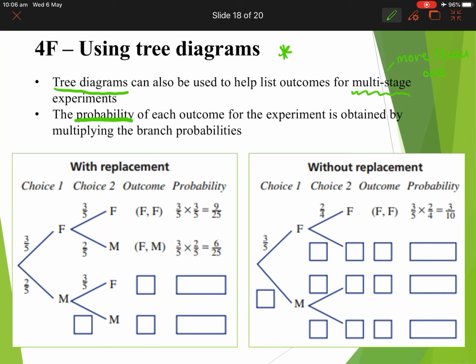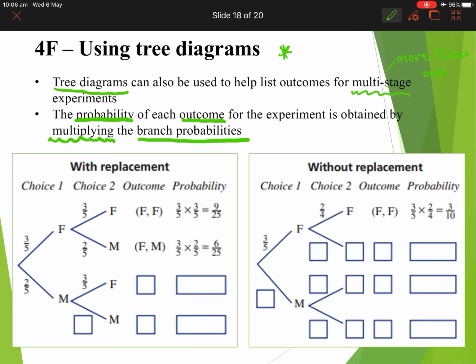The probability of each outcome for the experiment is obtained by multiplying, it's very important, the branch probabilities. So to find the probability, you multiply across.